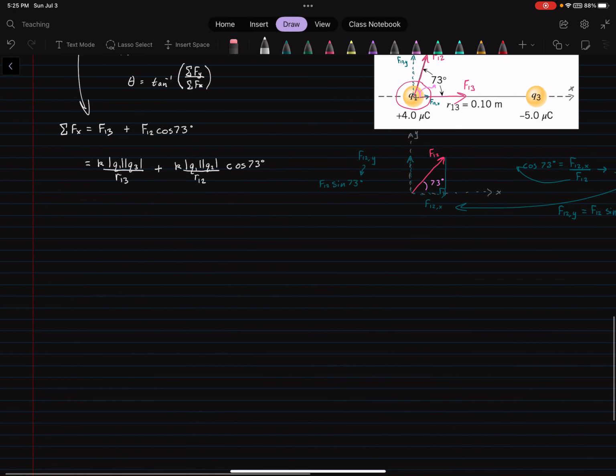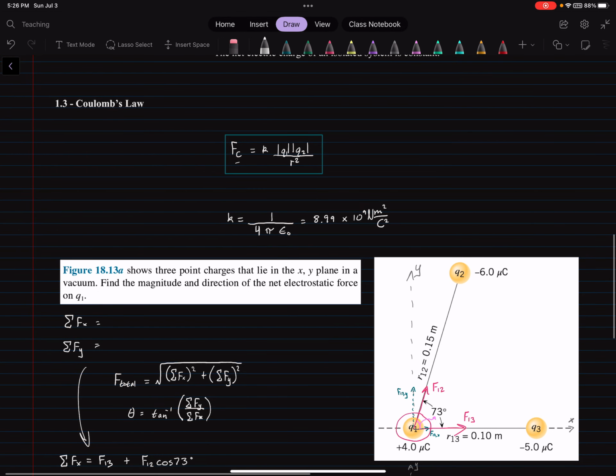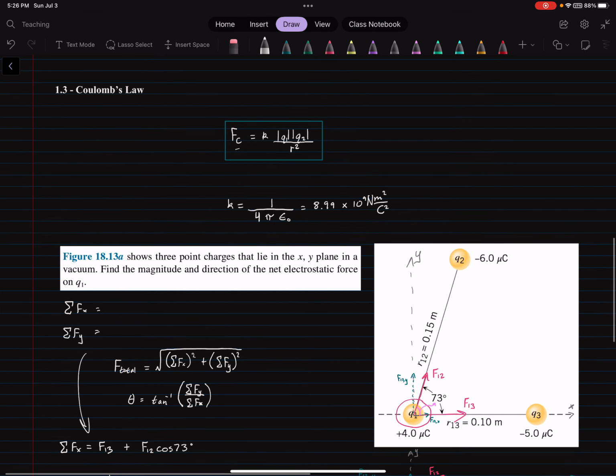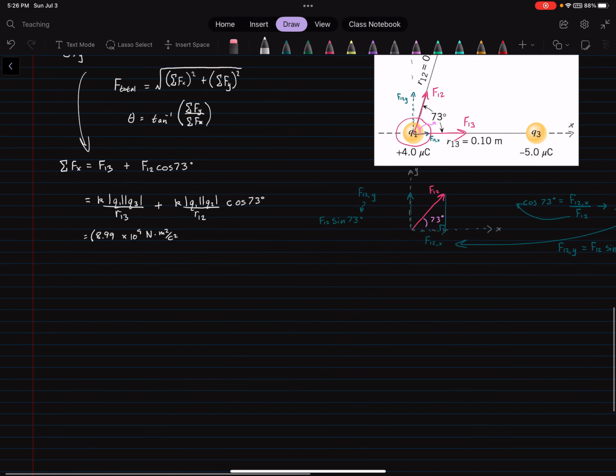All right, so next line, we can expand what that actually is. You can pull the k out of it, but I don't think that saves very much time, so I will write it out all together here. 8.99 times 10 to the 9th Newton meter squared per Coulomb squared. Looks like I miswrote this up here. Yes, this needs a Newton in there for the units. So k has units of Newton meter squared per Coulomb squared. Sorry about that.